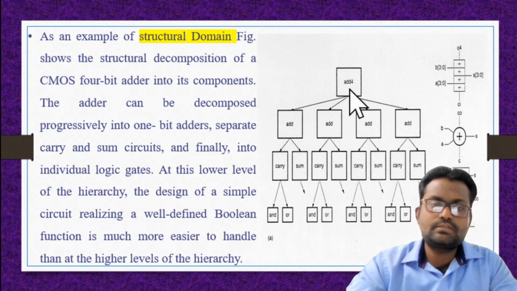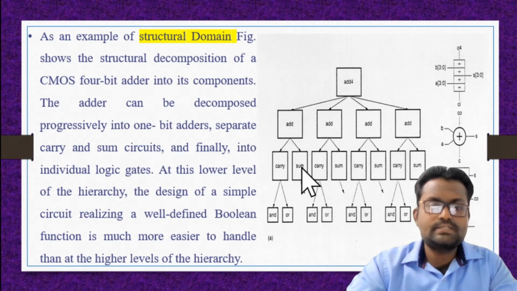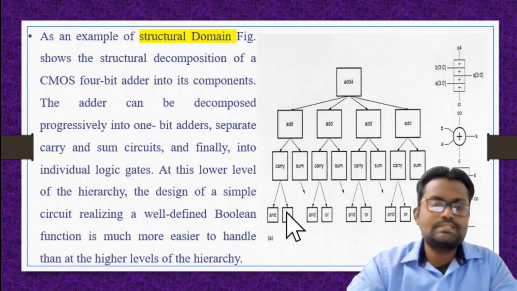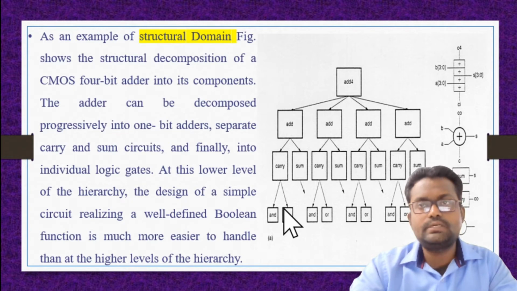Here what we have done: first the 4-bit adder is implemented by using 4 single bit adders. That means the 4-bit adder is divided into 4 single bit adders. Then each single bit adder is divided into sum and carry blocks. Then each carry and sum block is designed by using logic gates. And how can we design a logic gate?